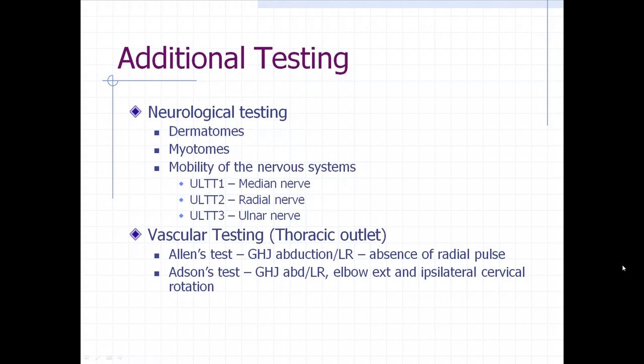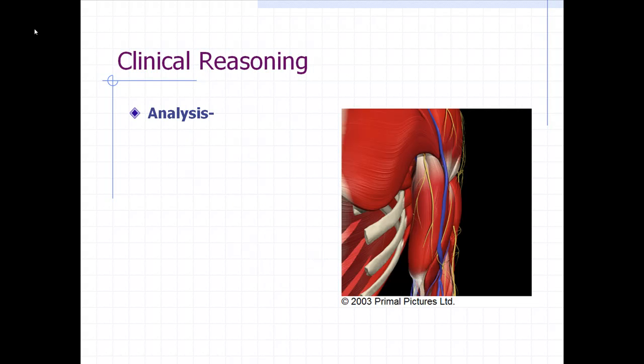So in Allen's test, the glenohumeral joint is held abducted and laterally rotated, and in Adson's test, again, the glenohumeral joint is held in abduction and lateral rotation, but this time the elbow is extended and we take on ipsilateral cervical rotation, so we get the subject to turn and look towards their limb. The tension in the upper limb vascular supply may lead to occlusion of the artery, and we see a loss of a radial pulse.